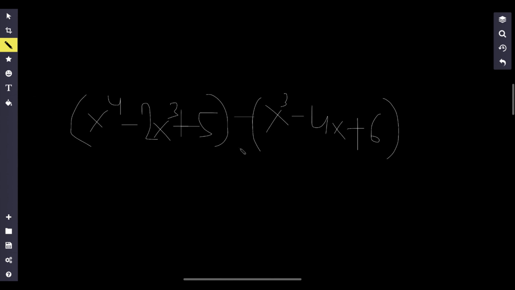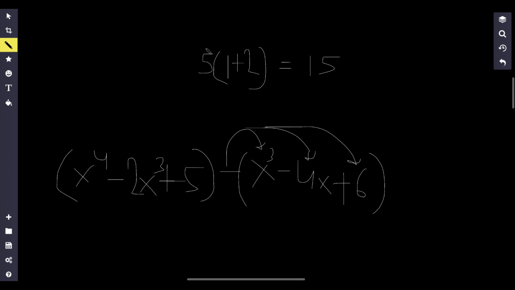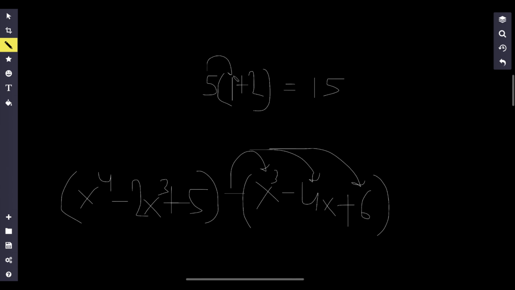If I have x. Now, in order to solve this, what I'm going to do first is distribute this negative sign to all the terms. And in case y'all don't know what the distributive property is, if I have, let's say, 5 times 1 plus 2, obviously this is just going to be equal to 15. But a cool way of doing this would be to distribute the 5 to both these terms. So 5 times 1 is 5, plus 5 times 2 is 10. So 5 plus 10 gives you 15.